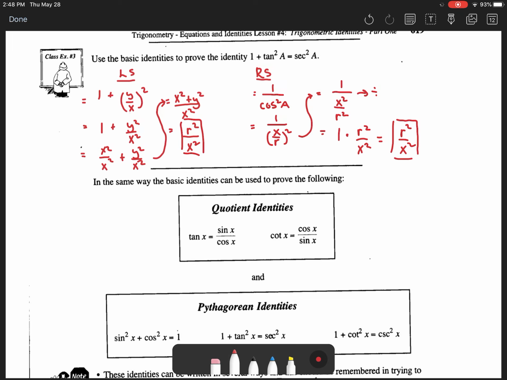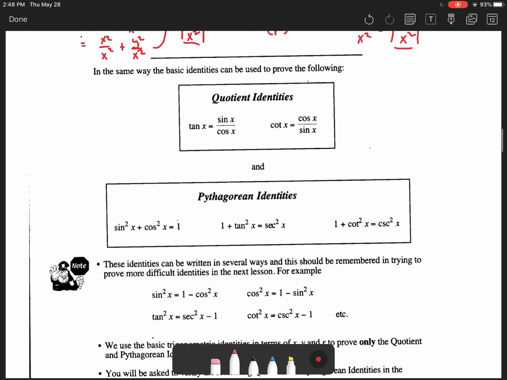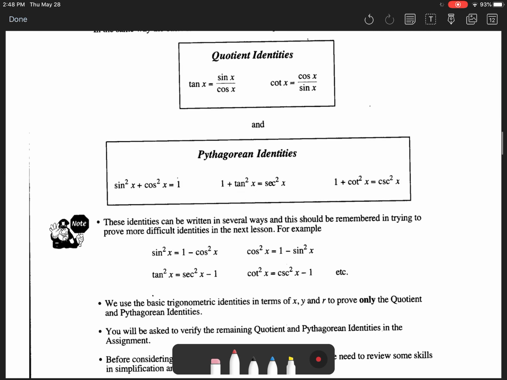I proved that it's true, and again, I can now state it's true for all values of x because I never used a numerical value in the substitution process. Now, in the same way that basic identities can be proved, so can the following.